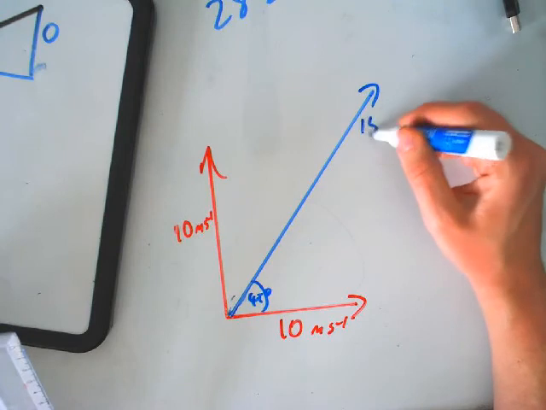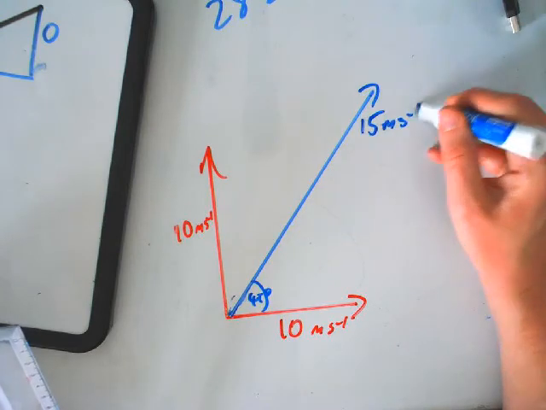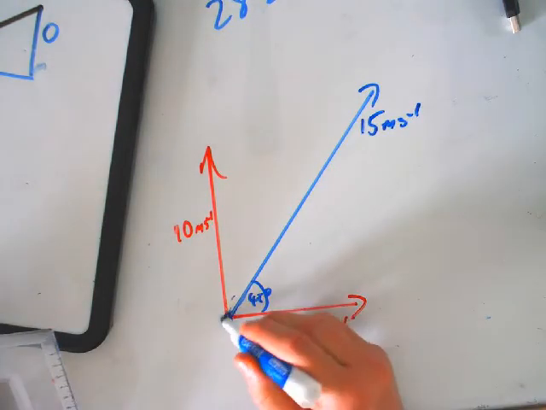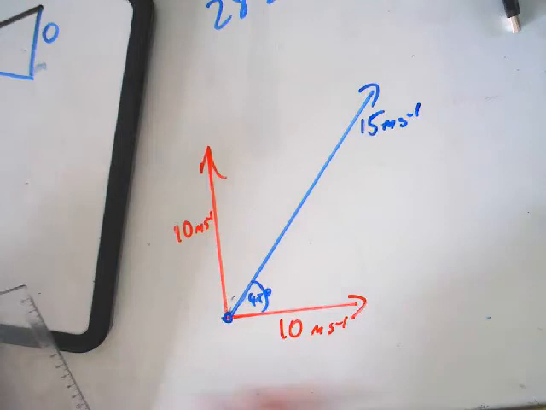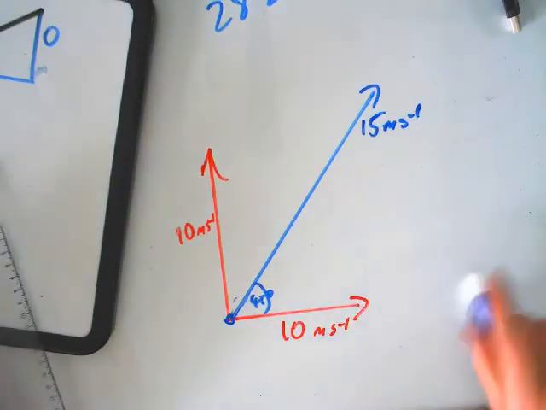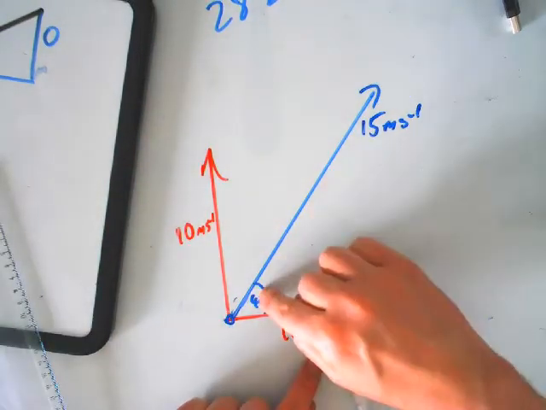Let's say that's at 45. Remember, at Leaving Cert, they're always going to be like that. Let's say that's 15 meters per second. Why not? Okay, so we're trying to find out what's the overall resultant of all three of these vectors.